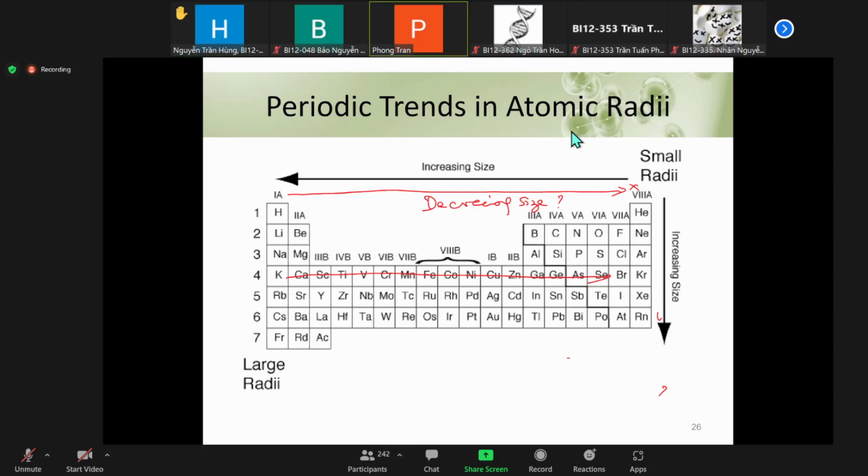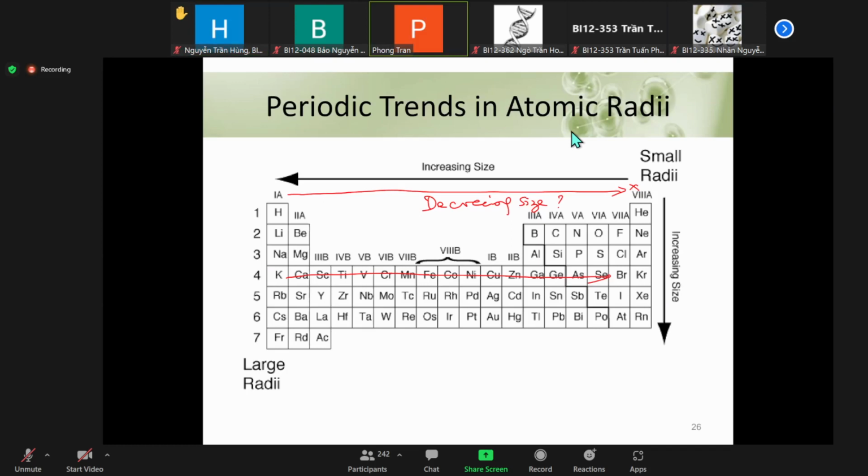Yeah, please, Hung. So I think when we go from the left side to the right side, the atomic radius decreases because there's an increase in number of electrons, but the same number of shielding. So the effective nuclear charge will increase as we go from the left to the right, and therefore smaller atomic radius. Yes, thank you, Hung.